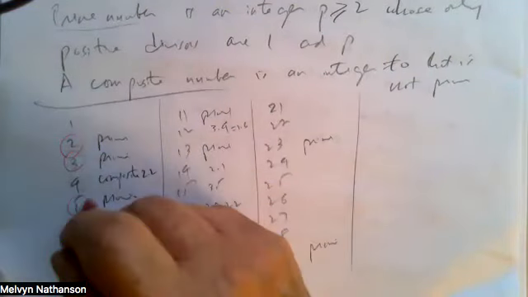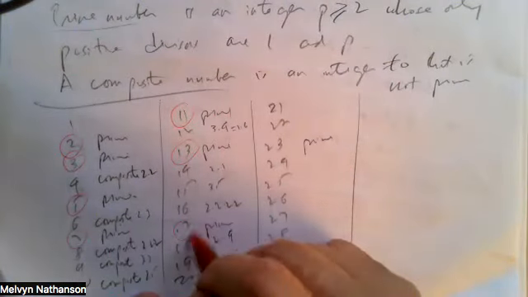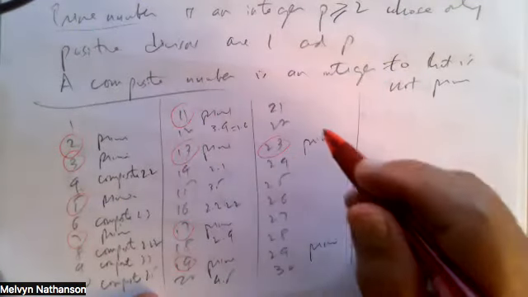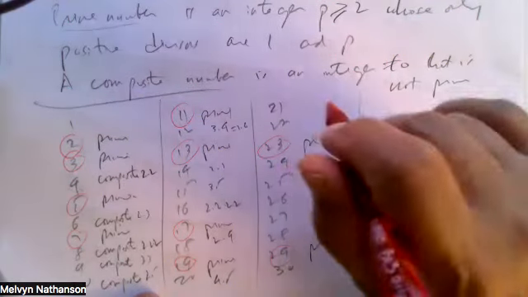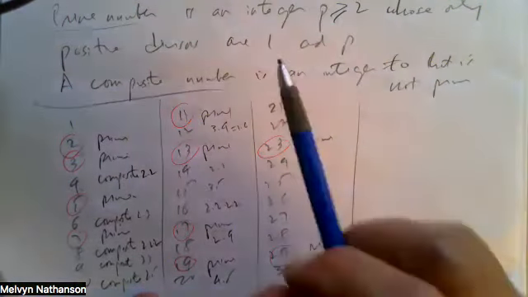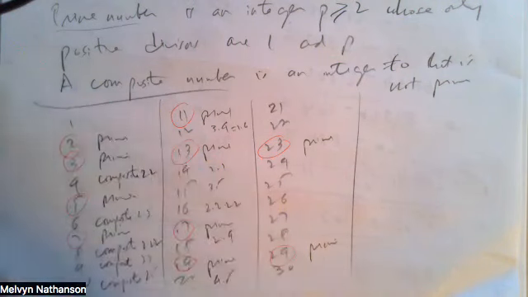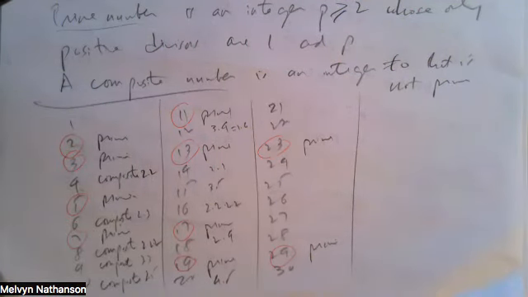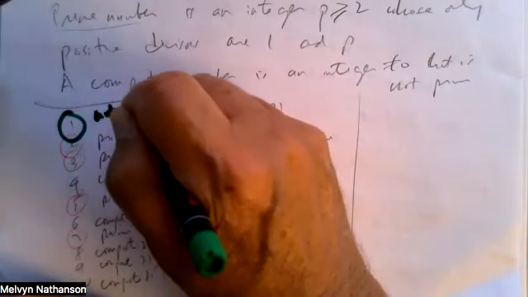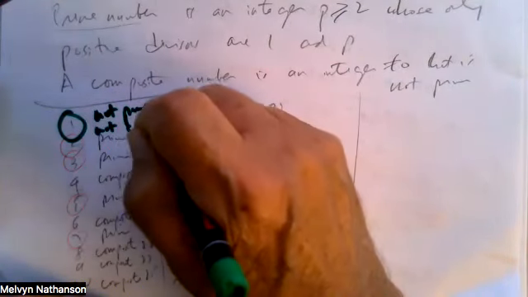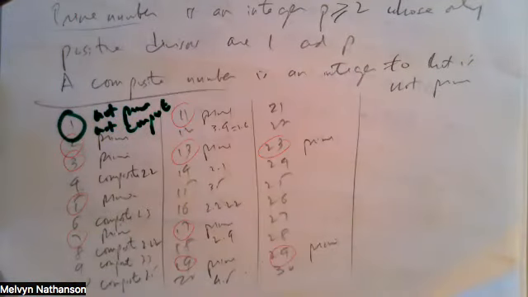So the prime numbers on this list are 2, 3, 5, 7, 11, 13, 17, and 19, 23, and 29. I think that's all. All the others are composite except number 1. Number 1 is just number 1. This is not prime and not composite. It's in a special class all by itself.